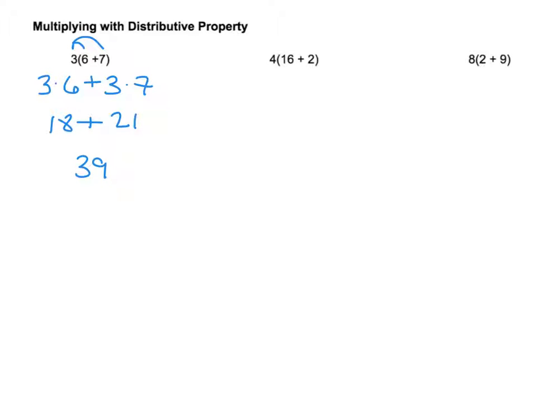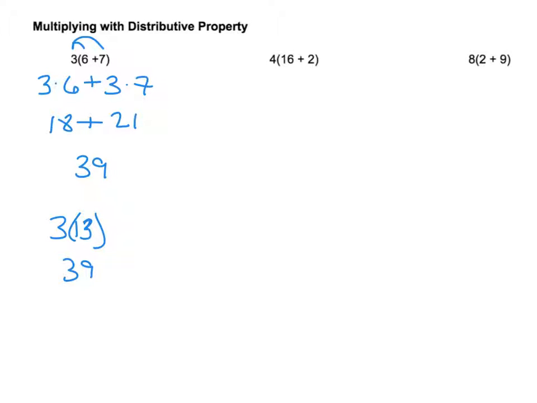Now you can check your work by doing the other way of solving this, which is simply adding what's in parentheses first by the order of operations. So that would give us 13 when we add 6 and 7, and 13 times 3 is 39.